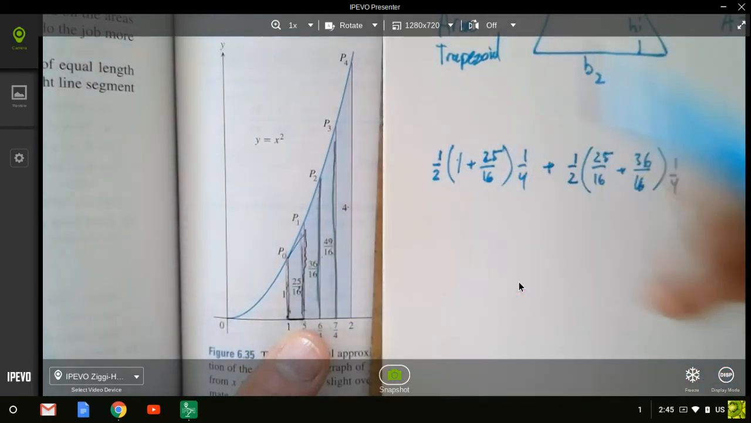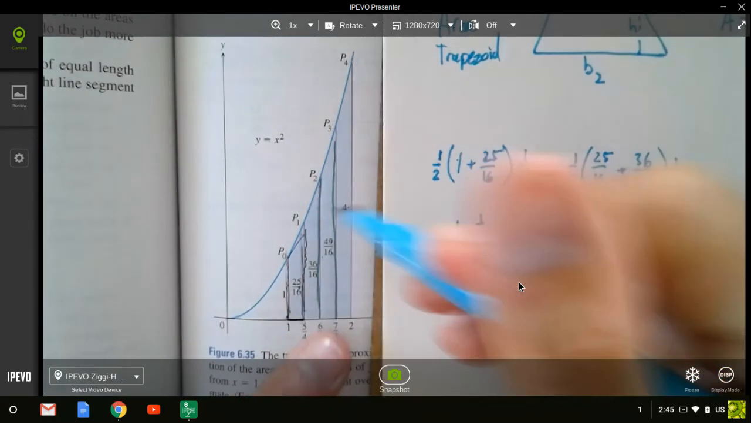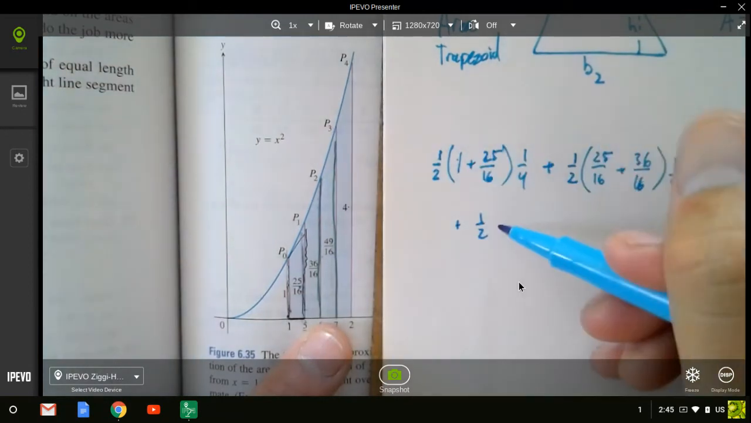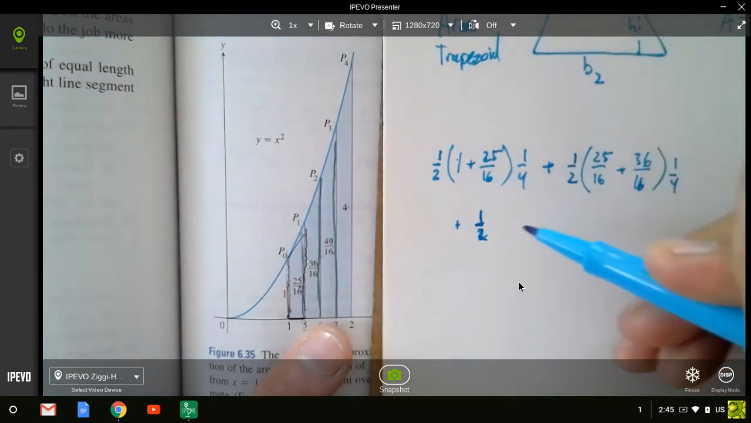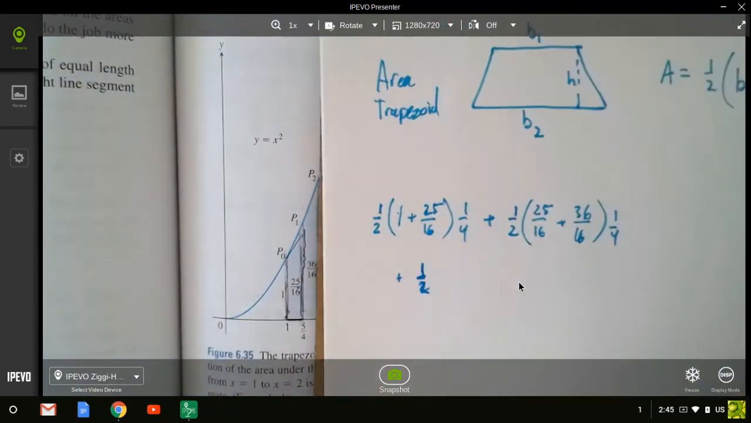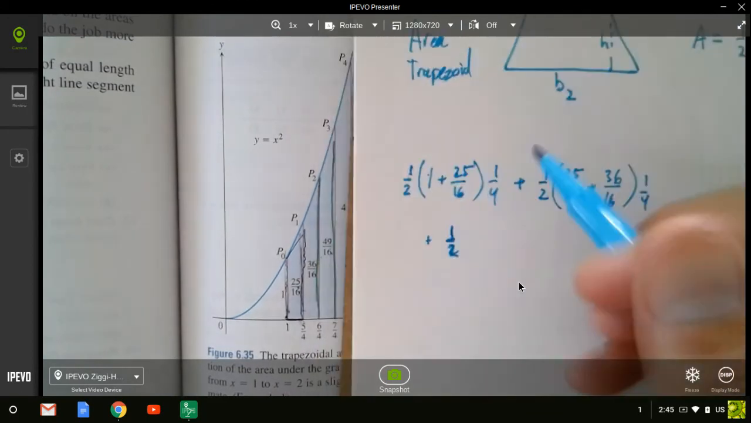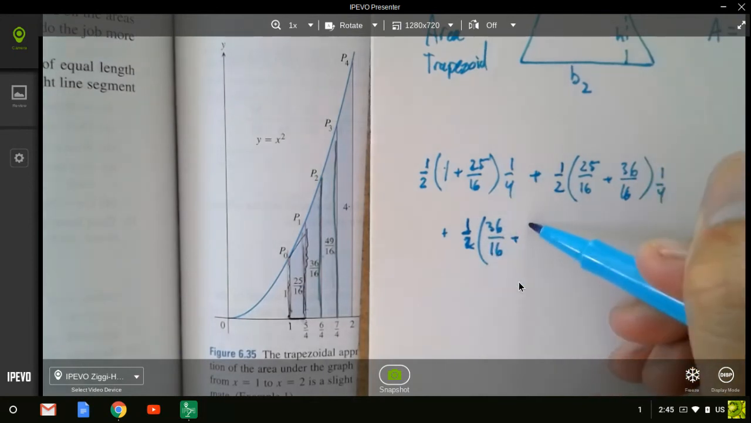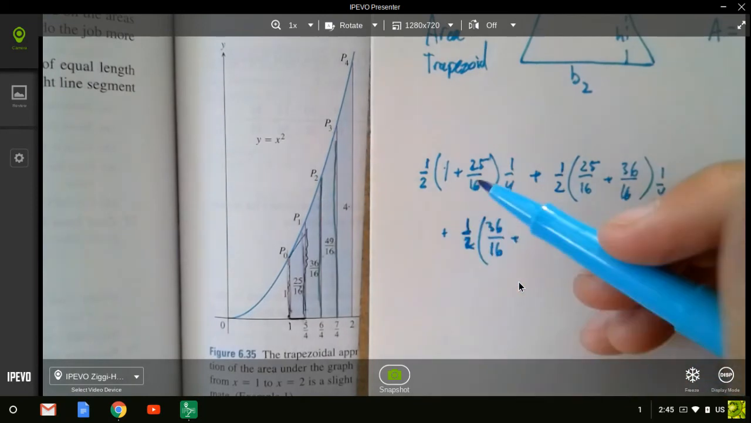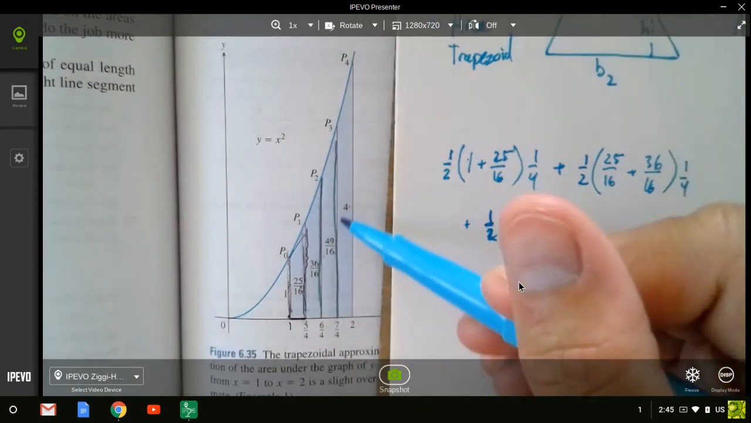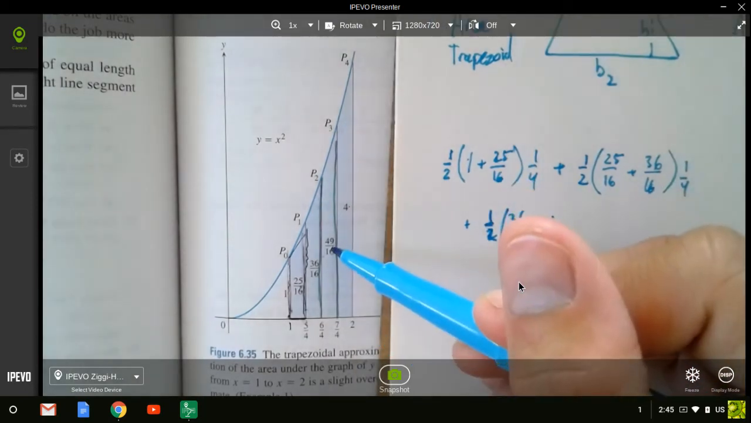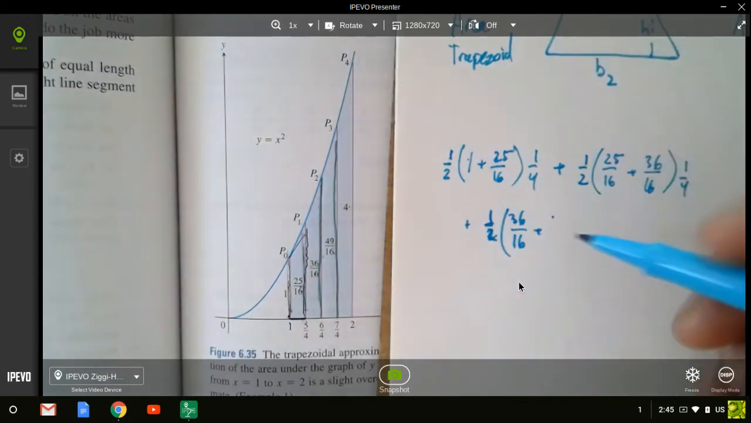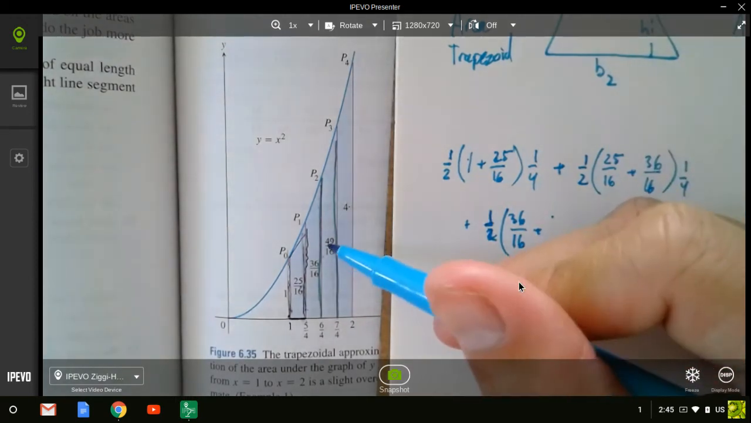How about the next trapezoid? This third trapezoid in here. It'd be plus 1/2, because remember, the area of the trapezoid is 1/2 times base 1 plus base 2. So that would be 36 over 16 plus 7 over 8. Are you trying to simplify that? Okay, it would be 49 over 16.